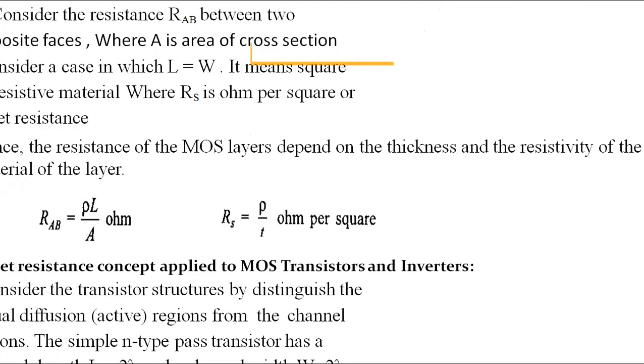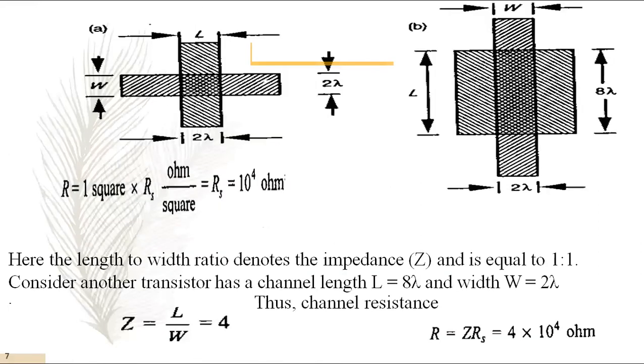Consider a transistor structure with an equally dimensioned channel region. A simple NMOS transistor has the length equal to 2 lambda and width equal to 2 lambda. For a simple N-type pass transistor, the NMOS transistor has length L equal to 2 lambda and width equal to 2 lambda. For that, the resistance R can be found as follows.